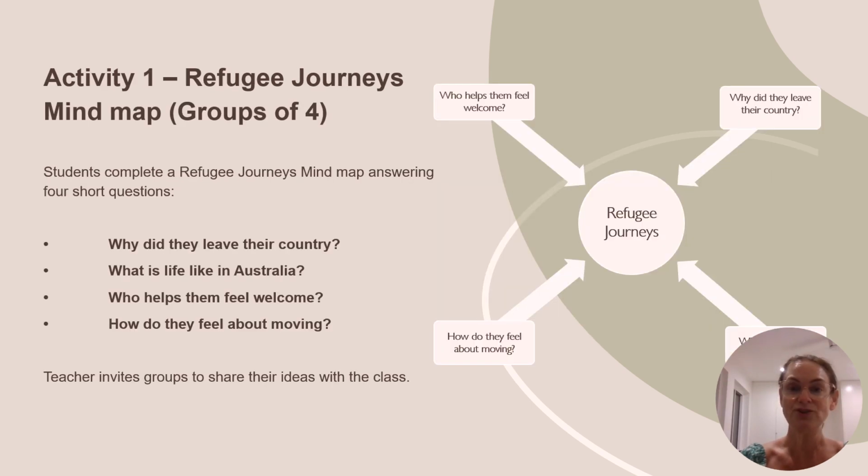In Activity 1, students will work in groups of 4 to answer questions like why did they leave and who helps them feel welcome. This continues the text participant role, encouraging collaboration and empathy as students share perspectives and construct meaning together. The students will also be offered the chance to share their thoughts with the class.